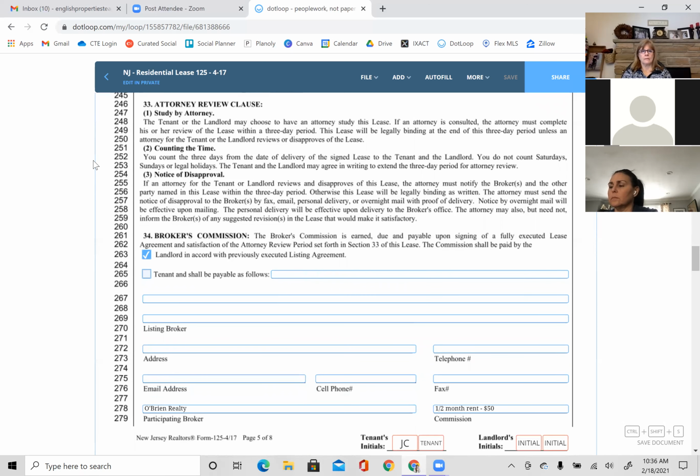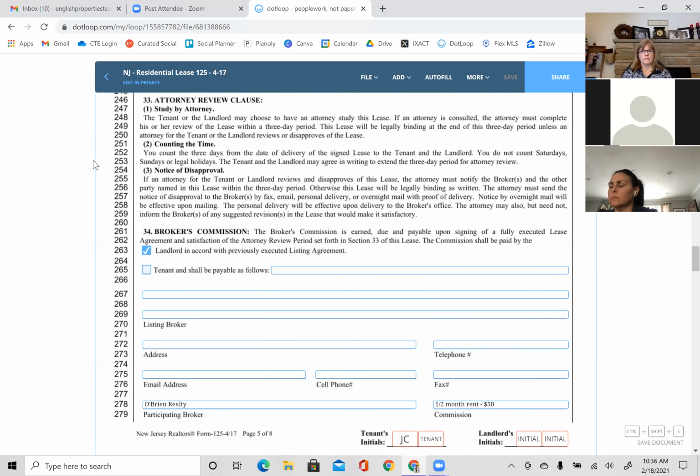33, it talks about the attorney review clause. So there is a little bit of an attorney review when it comes to leases. So the tenants and the landlords do have the ability to have an attorney look at the leases, right? If the attorney is consulted, he can review the lease and he has a 3-day period, the same way they do with a sale.